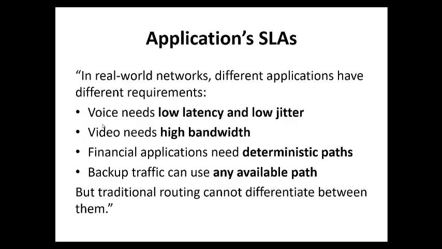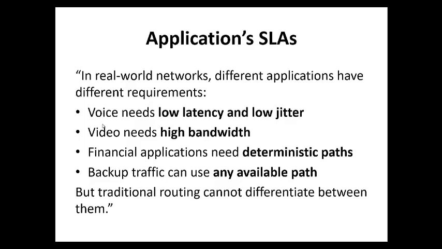This cannot be given by traditional routing. Traditional routing will only give the best path, which is calculated maybe based on the cost. But that may not have low latency. The OSPF best path may have high bandwidth, but that may not have low latency, low jitter. Why? Every traffic is going through that one path. So how do you expect low latency and low jitter?